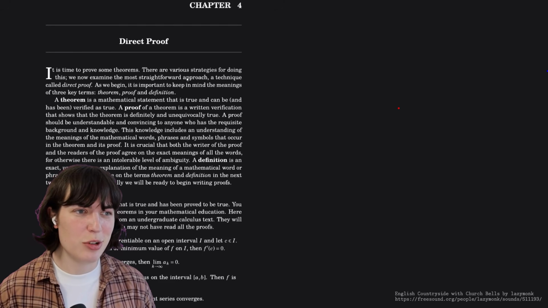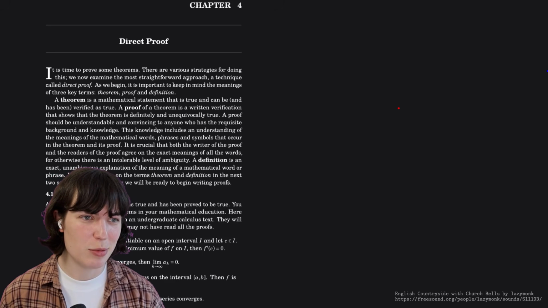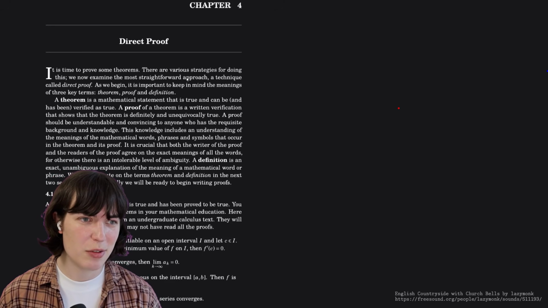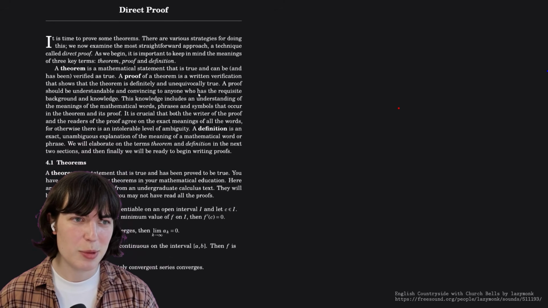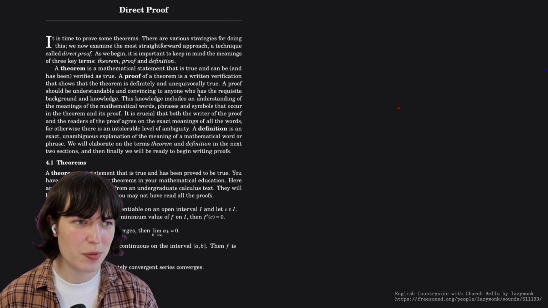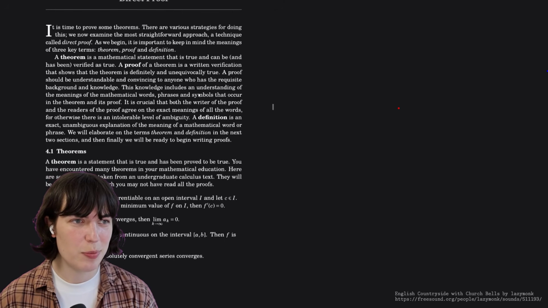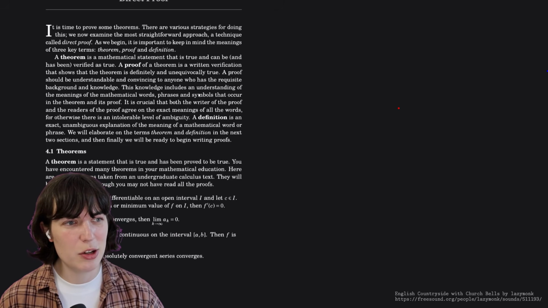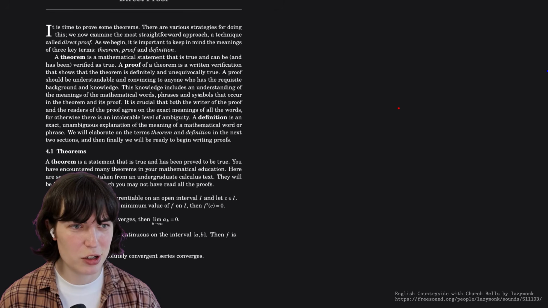As we begin, it is important to keep in mind the meanings of 3 key terms: theorem, proof, and definition. A theorem is a mathematical statement that is true and can be or has been verified as true. A proof of a theorem is a written verification that shows that the theorem is definitively and unequivocally true. A proof should be understandable and convincing to anyone who has the requisite background and knowledge.